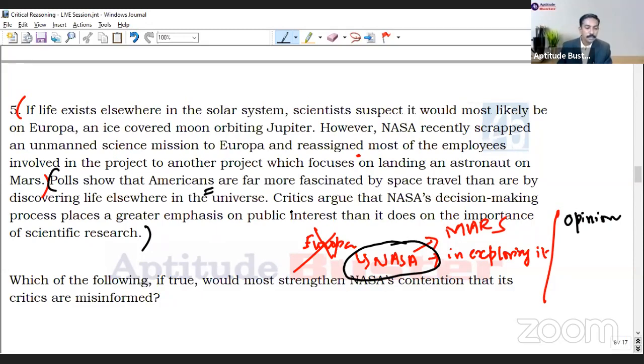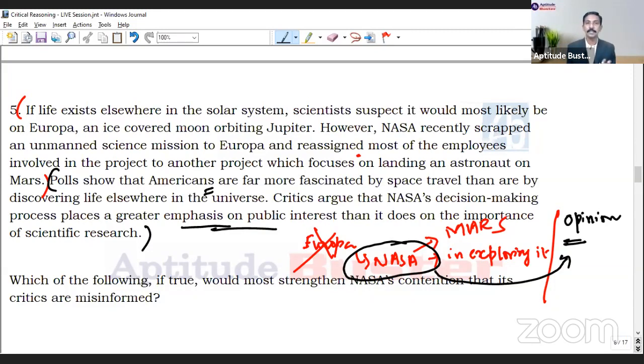The last sentence says, critics argue that NASA's decision-making process places a greater emphasis on public interest than it does on the importance of scientific research. So the last sentence says NASA is responding to the opinion of the people. Read it again: the emphasis is on what? On public interest. So instead of focusing on scientific missions, critics argue that NASA is slanting towards dancing to the opinion of the people. This is what the argument is all about.